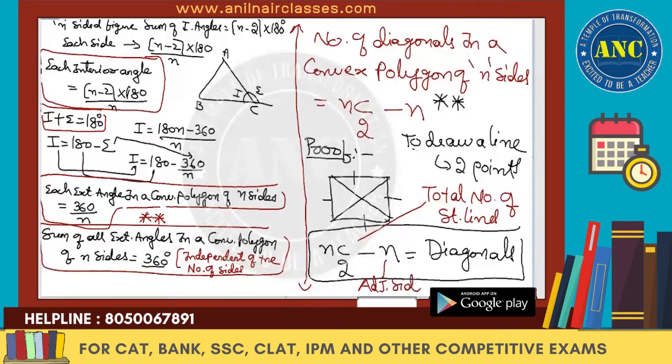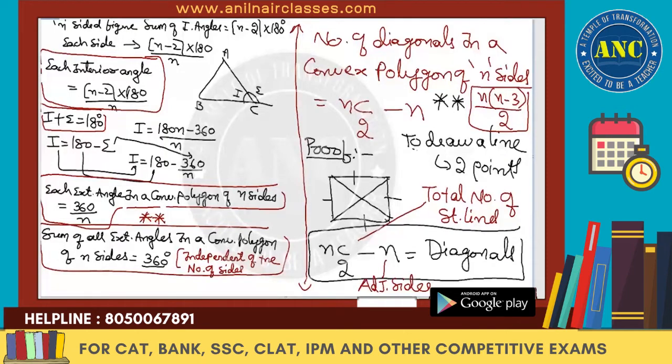From total, if I subtract adjacent, I will get the diagonals: nC2 minus n, which is nothing but n into n minus 3 by 2. If you solve it, you will get n into n minus 3 by 2.